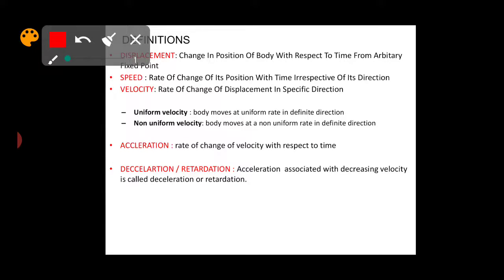Next definition is acceleration. Acceleration is rate of change of velocity with respect to time. So acceleration is denoted as A, which is equal to what? Change in velocity, that is dv, upon time. So time is given by dt. So once again I'll write acceleration A is equal to change in velocity divided by change in time.